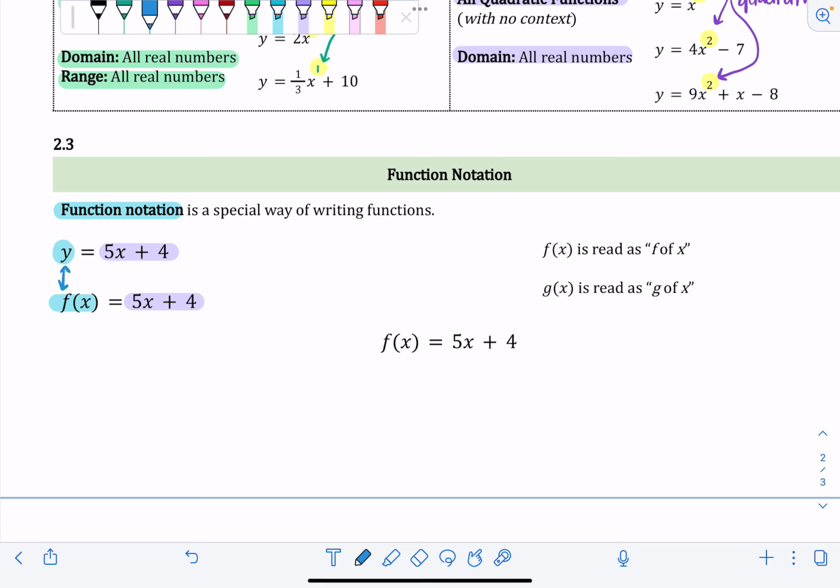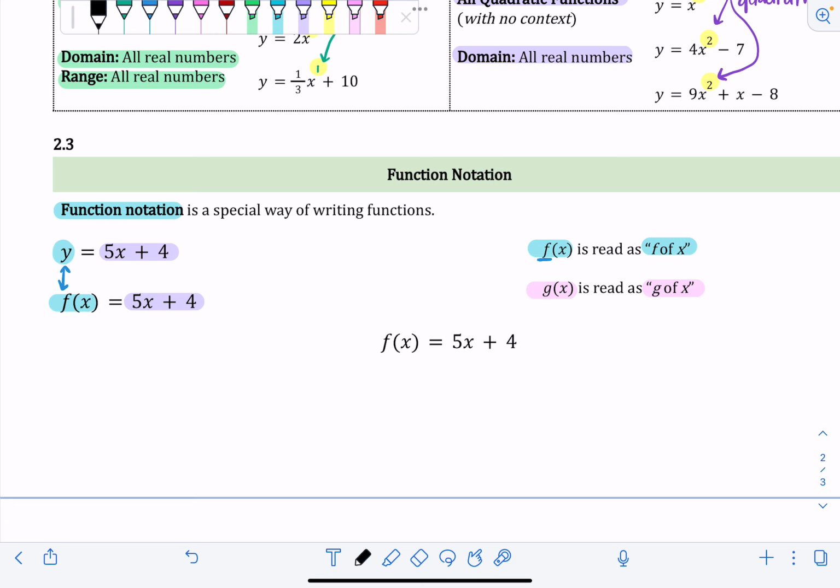Okay, now heading over here, this is how we read it. So the f with the parentheses x is read as f of x. So when you see me read or hear me read f of x, that's what I'm saying. And similarly, g with the parentheses of x would be called g of x. So you read the first letter, and then whatever's in the parentheses you say after of. So like f of x, g of x.